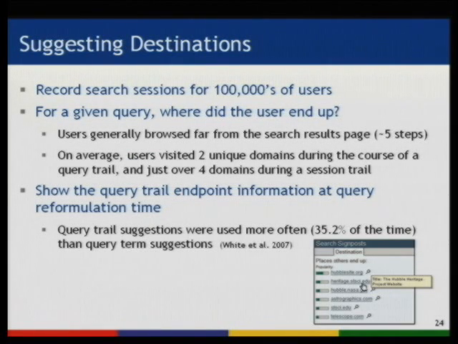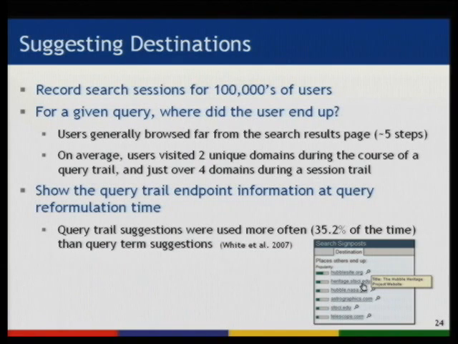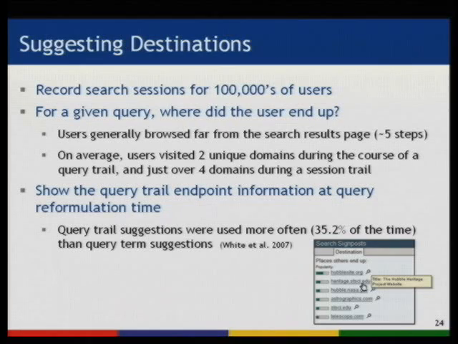And furthermore, they visited 2 unique domains during the course of a query trail and just over 4 domains during a session trail. So they distinguished between, for a given query, how far out people went, and for a given session, so about 5 minutes of usage, how far out they went and where they went. So that was pretty interesting, because I think to that point, people really didn't have evidence that people were going across lots of different domains, by which I mean web URL domains within a session. And so then what they did was they picked the endpoint for these sessions, and they showed them right in the search results. So if someone searched on space, for example, they would show the Hubble telescope as a potential hit.